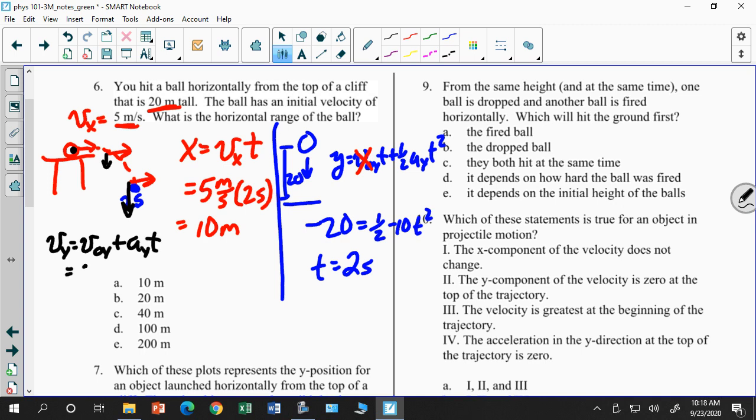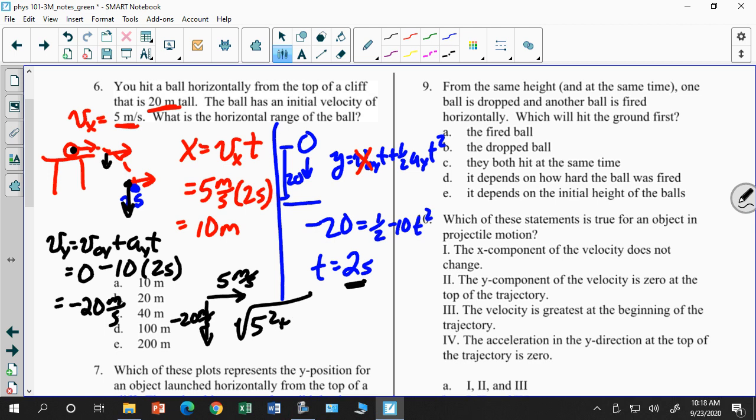That would be 0, the initial velocity, minus 10 times 2 seconds. I know that it's 2 seconds right here. And so that's minus 20 meters per second. So at the end of the trajectory, I have an x component that's 5 meters per second and a y component that's minus 20 meters per second. And if I want to know the speed of that object, Pythagorean theorem, I would say the square root of 5 squared plus 20 squared. 25 plus 400, square root of 425, whatever that is.